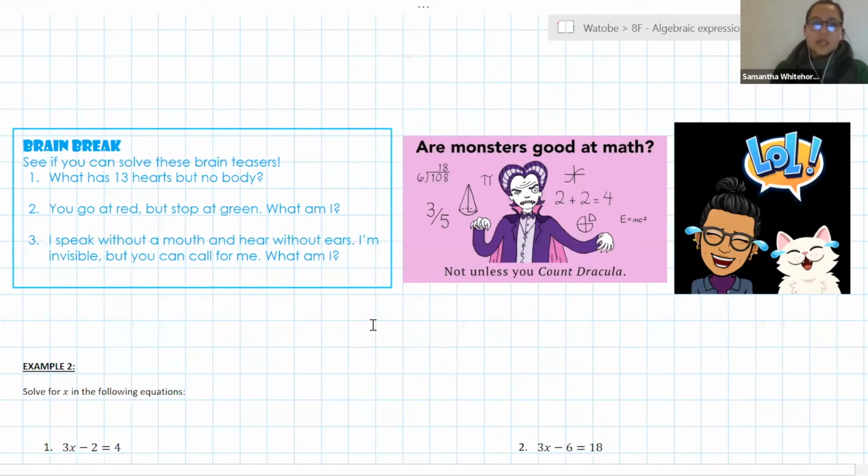The second one is, you go at red but stop at green. What am I? And the third one is, I speak without a mouth and hear without ears. I'm invisible, but you can call for me. What am I?